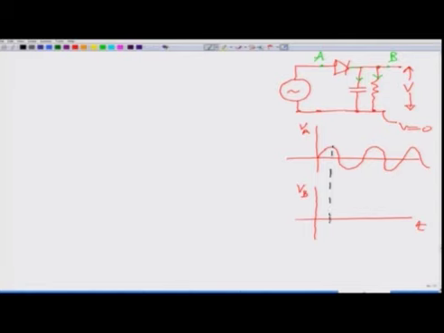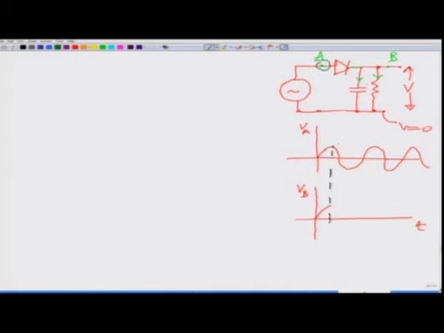So, up to this time, this voltage is increasing, R into I is also increasing, the capacitor voltage is also increasing, it is the same, and it goes like this. Now, the voltage is decreasing, VA is decreasing. So, this potential has decreased.